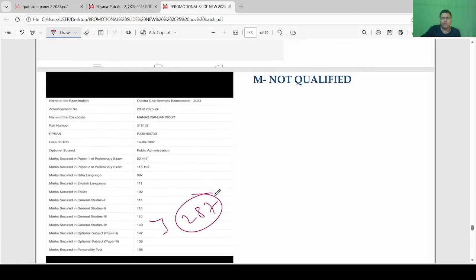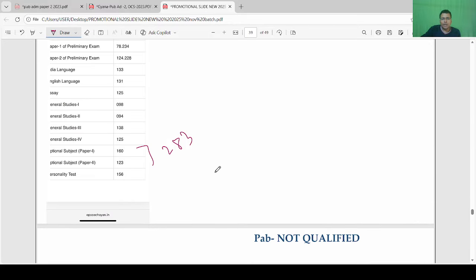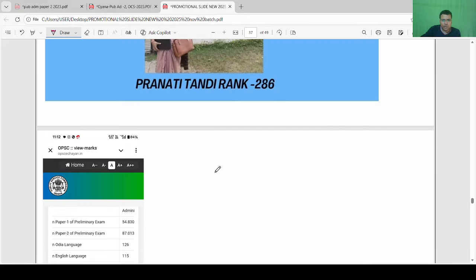Not qualified due to problem in GS, but very good marks. Minimum 280 plus almost.